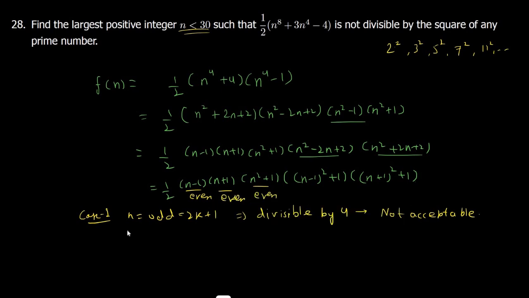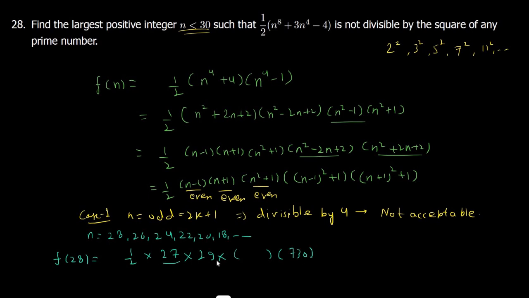Now if we talk about even numbers, let's say n equals 28 or 26 or 24, 22, 20, 18. If we try them one by one, what will be f of 28? As soon as we get a prime factor squared, we will stop. So you get half of 28 − 1 is 27, into 28 + 1 is 29, into 28² + 1, which is 784 + 1. Now here, this contains 3 squared basically. This 2 will go away and this number contains 3 squared. So even this is out of the picture very easily.